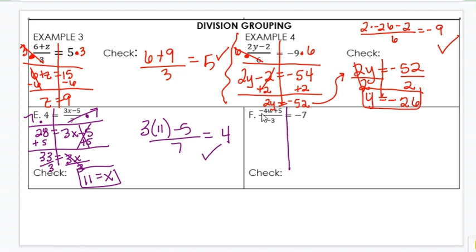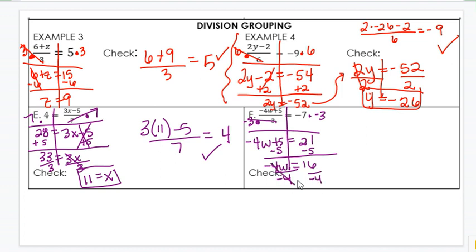All right, letter F. We have our grouping symbol fraction, so we're going to eliminate the denominator first by multiplying by the number on bottom. So times negative 3. So that's going to cancel, leaving me with negative 4w plus 5 equals negative 7 times a negative 3, which is a positive 21. Now I'm going to get rid of my constant, so I'm going to subtract 5. So I'm left with negative 4w equals 21 minus 5, which is 16. Last step, divide by negative 4. And I have w equals 16 divided by negative 4, which is negative 4.